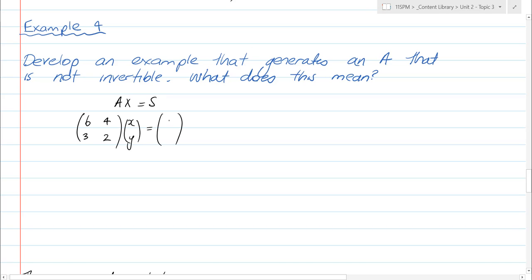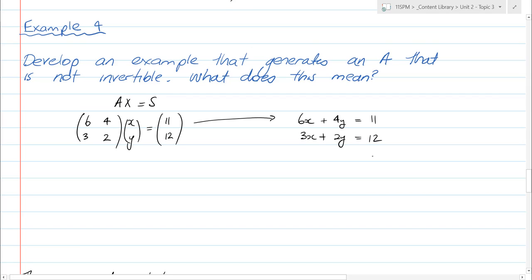Now, if I put into here, what solutions do you want? 11 and 12. So this matrix with a non-invertible A, which means we can't solve it using inverses, would come out with this system of simultaneous equations that looks like this. 6x plus 4y is equal to 11, and 3x plus 2y is equal to 12.